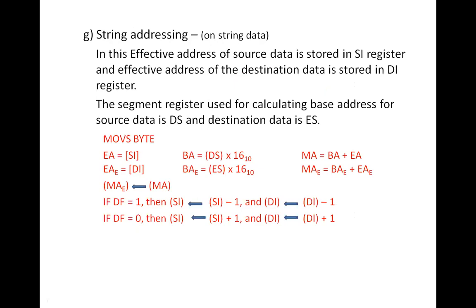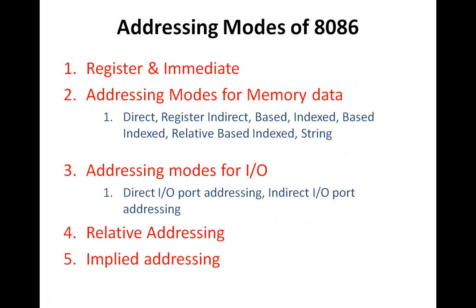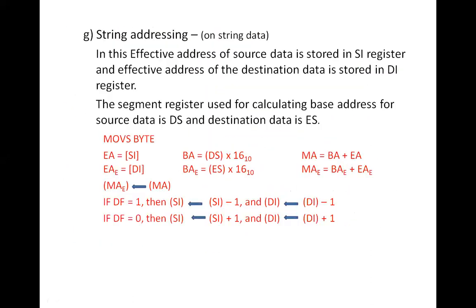And the last one is the string addressing. We have gone through direct, register indirect, based, indexed, based index, relative based index, and the last one is the string. So let us discuss string addressing. In case of string addressing, the effective address of the source data is stored in the source index register, and the effective address of the destination data is stored in the destination index register.